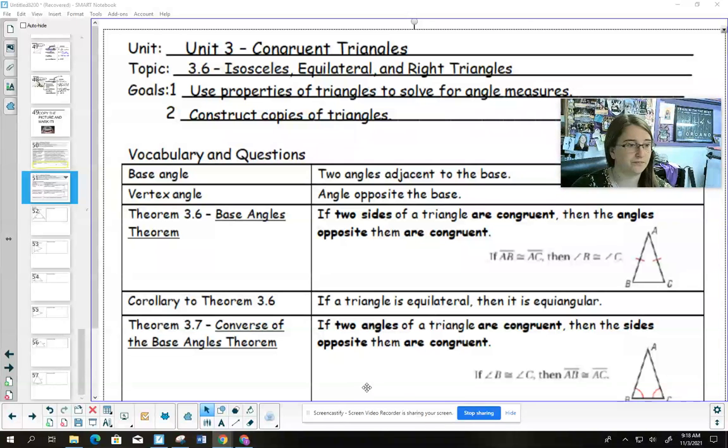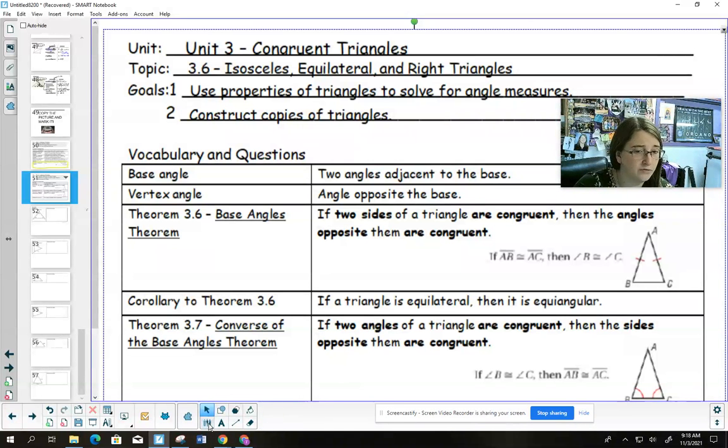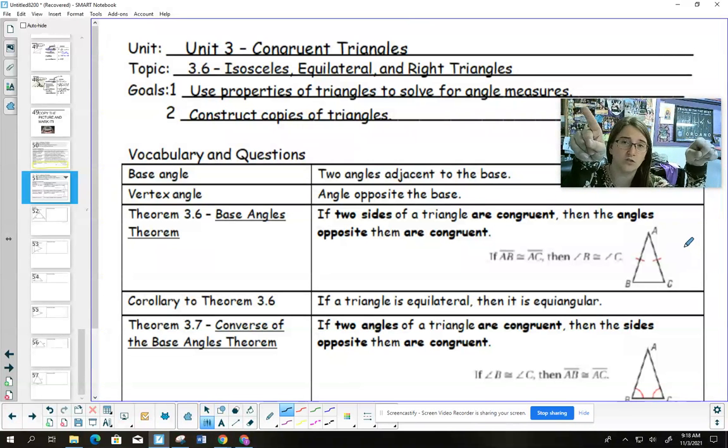What we have talked about before is that if you've got two sides congruent in an isosceles triangle, that guarantees two angles will be congruent, and vice versa. Two angles congruent, two sides congruent, back and forth. That's what they call the base angles theorem. If I've got two sides congruent, then the base angles are congruent. And the base angles are the ones that touch the bottoms of each of those sides. So these are what we call base angles.